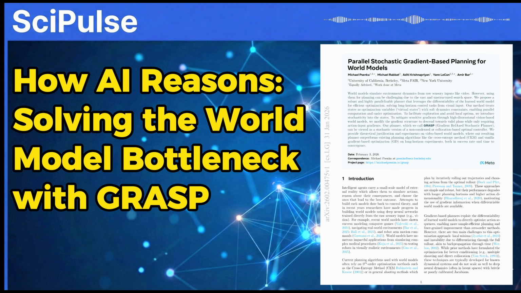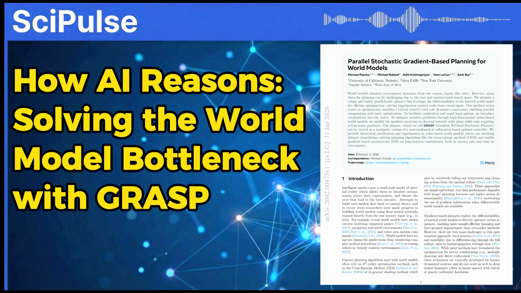Literally. We're looking at world models, and specifically a paper that just dropped from a massive collaboration. We're talking UC Berkeley, NYU, and Meta FAIR. Yep. The title is Parallel Stochastic Gradient-Based Planning for World Models. And for those who follow the heavy hitters in the field, Yann LeCun is on the author list, so pay attention. Exactly. But before we get into the solution, which involves something called GRASP, we need to back up.